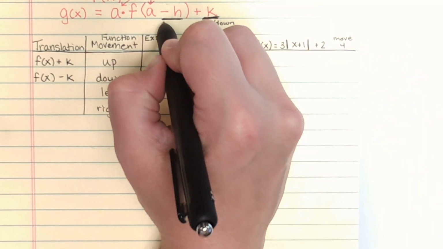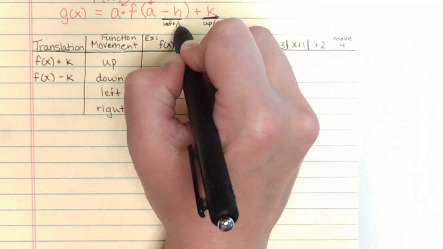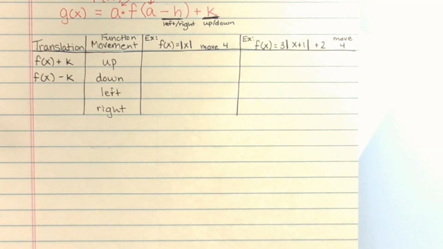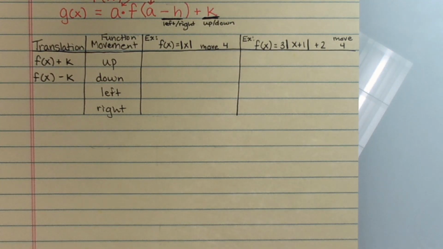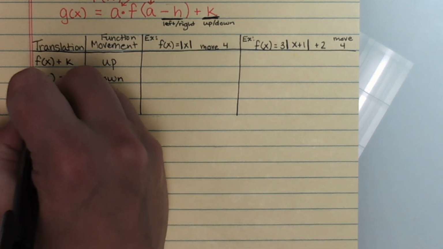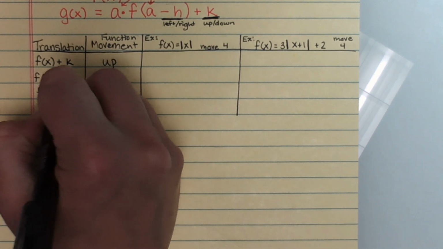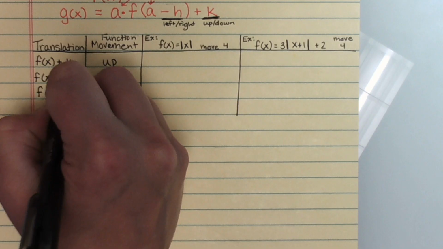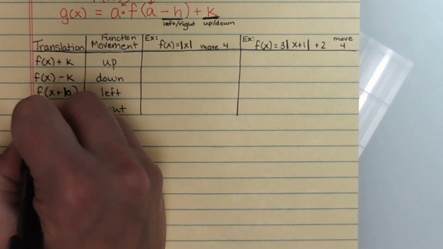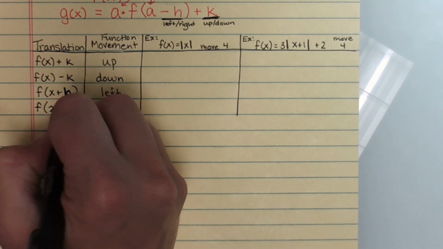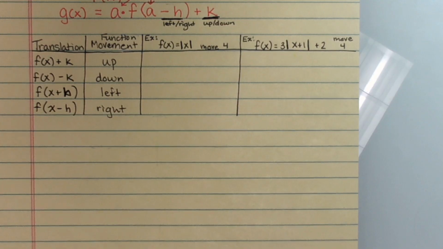You want to move it left and right? Those are where the h comes in. So it's inside the parentheses for those. Left is adding. Oops, not k, h. Right is subtracting.